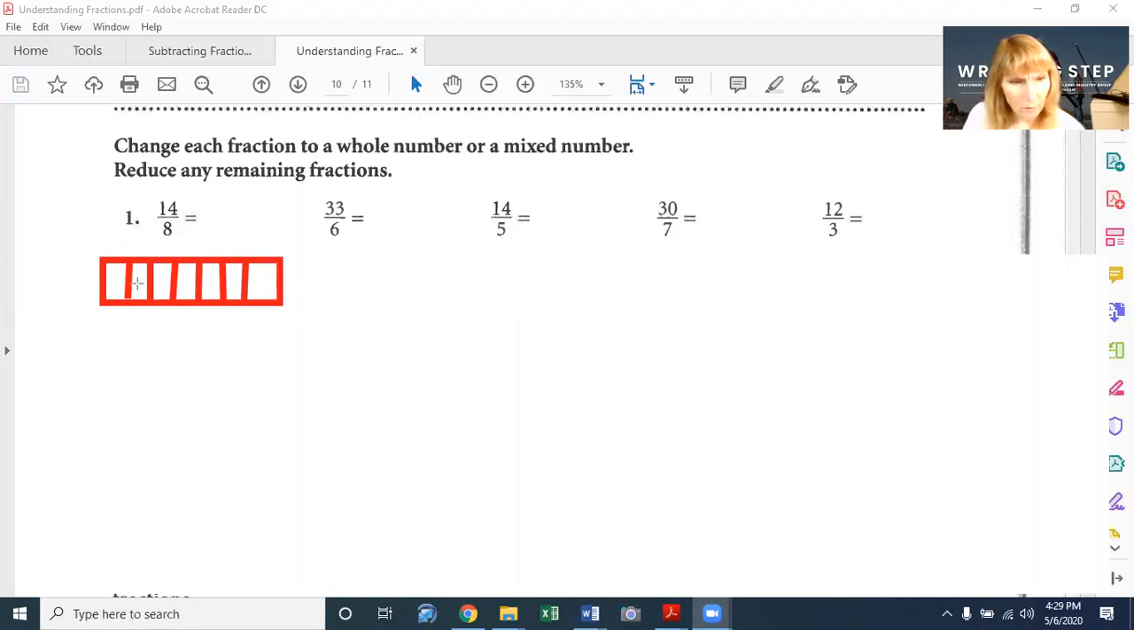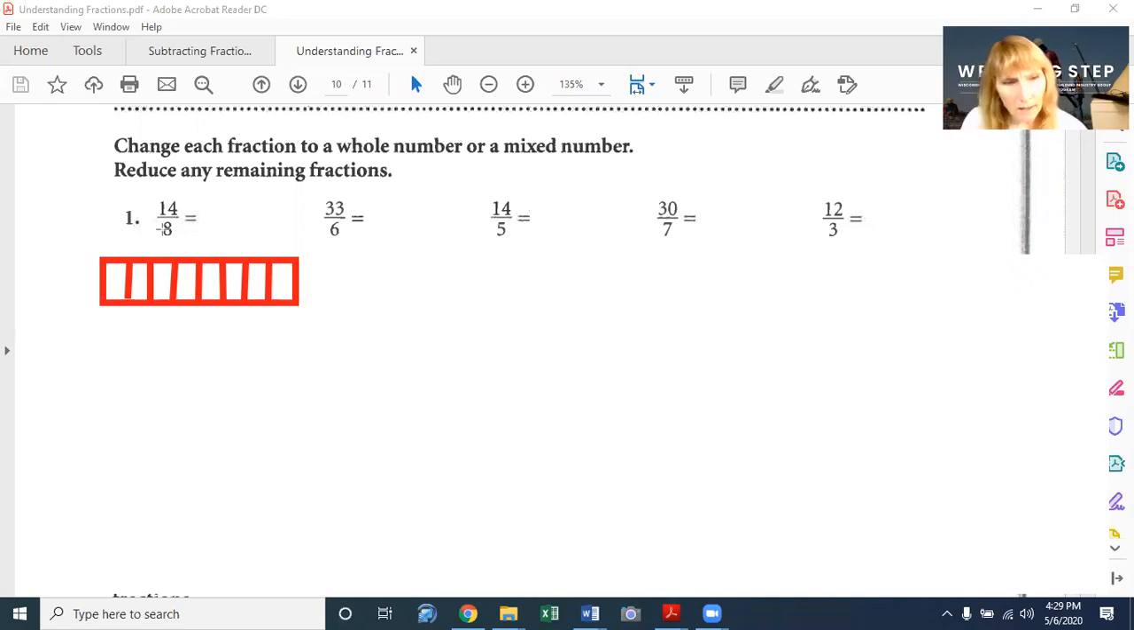Do I have 8? 1, 2, 3, 4, 5, 6, 7. Oh, pooey, I need one more. Okay, so we're going to do this. We're going to make this just a little bit bigger, and we're going to have one more. Okay, that's 8 pieces, and they're supposed to be equal pieces.